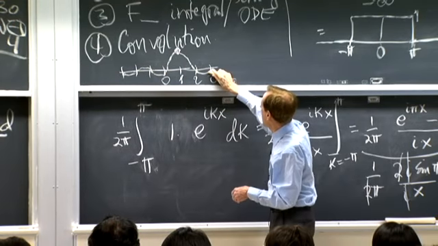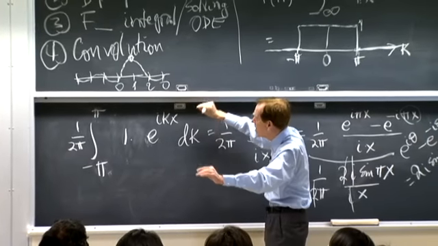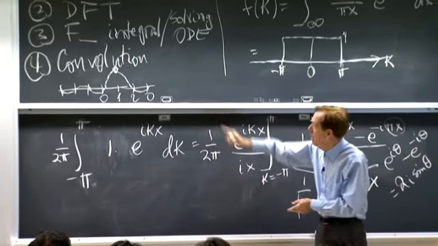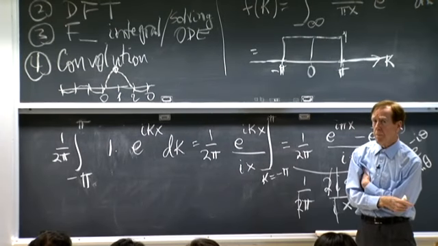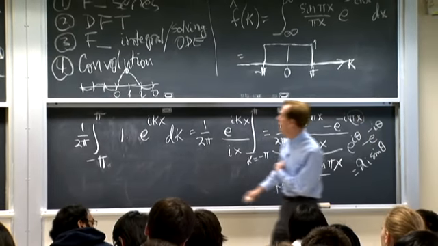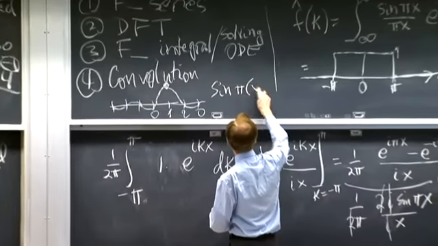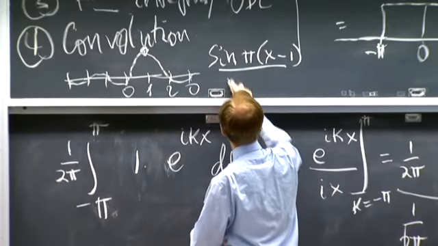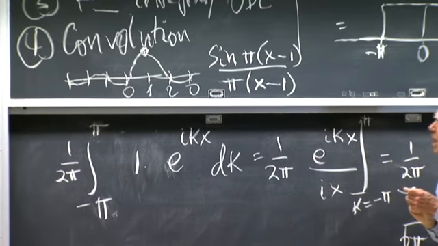You see, it does decay because of the x in the denominator. It goes to 0, but not very fast. Okay, what's that function? I replace x by x minus 1, right. So the function here is sine of pi(x minus 1) divided by pi(x minus 1). I just changed the x to x minus 1.